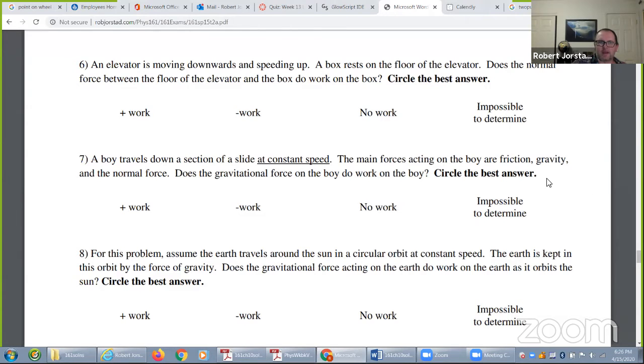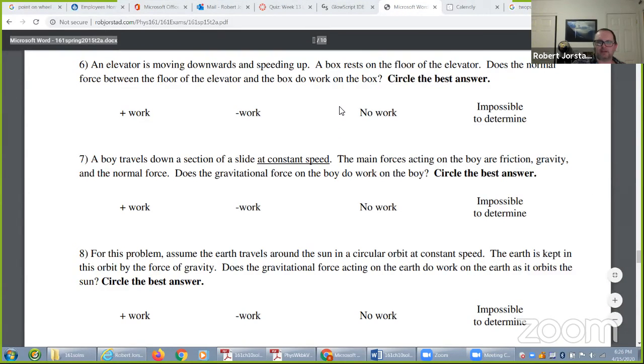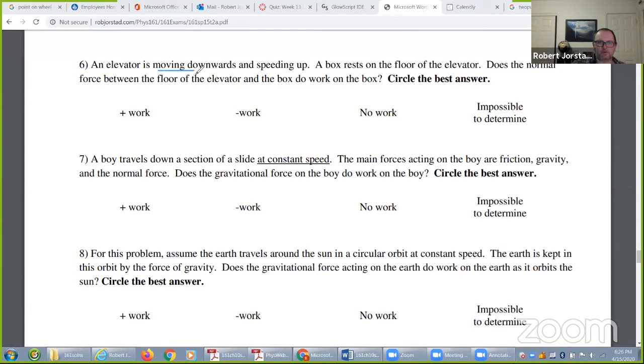Something like that, yeah. Basically, this is what I'm thinking of. Moving downwards, speeding up, that means acceleration is down. There's a normal force up, mg is down. And then we also know it's moving down, right? So if the normal force is up, actually the acceleration is a decoy. This is displacement. Because normal force is opposite displacement, negative work.